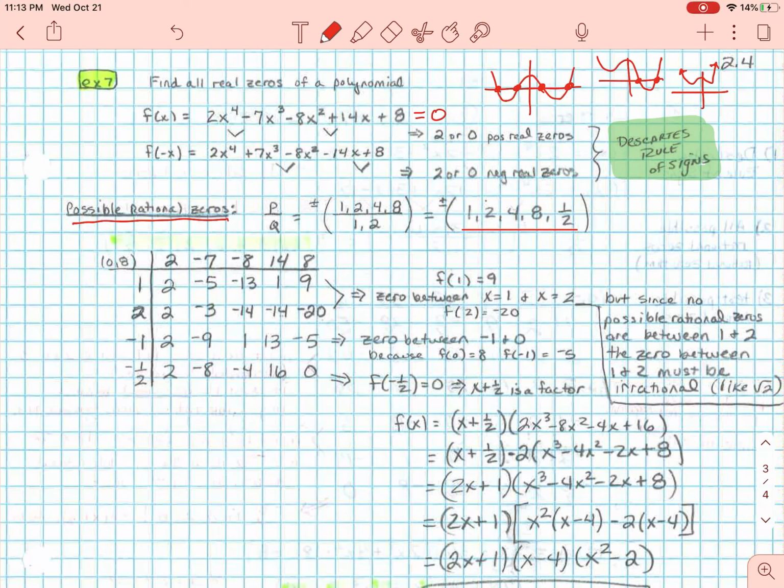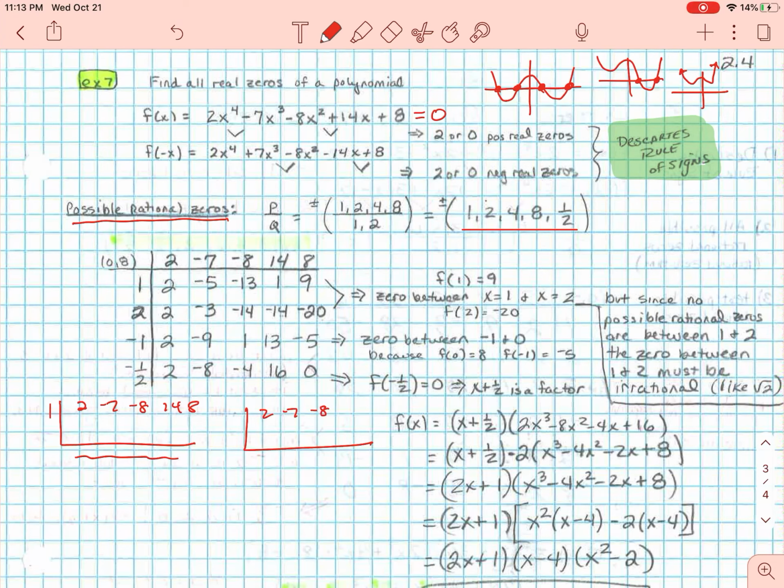Now, understand this. Here's what would happen if you didn't use my method. You would have to write out and do one of these synthetic divisions and put in 2, negative 7, negative 8, 14, and 8. And you're going to try a 1. You're going to do all that work. It doesn't work. And then you got to draw another one.